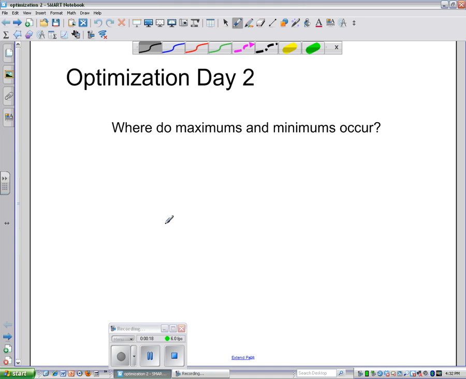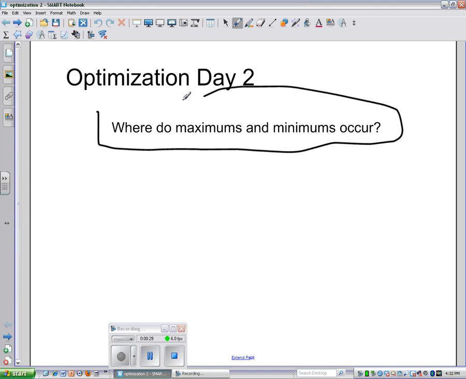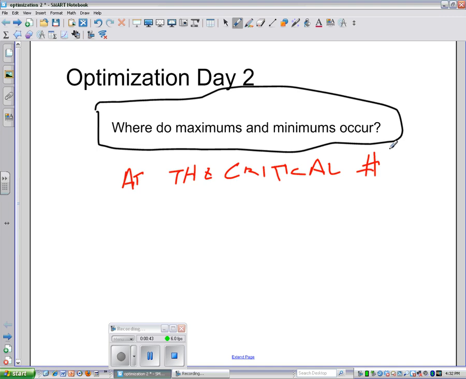Optimization day 2 starts where optimization day number 1 ended, and where also optimization day 1 began, which is the question where the maximums and minimums occur. The answer is, say it with me, the critical numbers, right? That's where we have the max and mins. And how do we find critical numbers? From the derivative, f prime of x is equal to 0. So maximums occur at the critical numbers. That's where the derivative equals 0. Of course, we look for that sign change when we're doing a curve, but that's the idea.